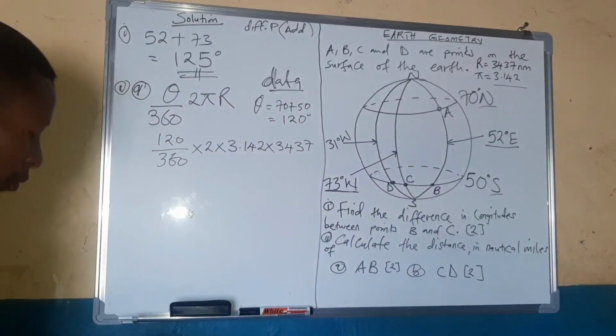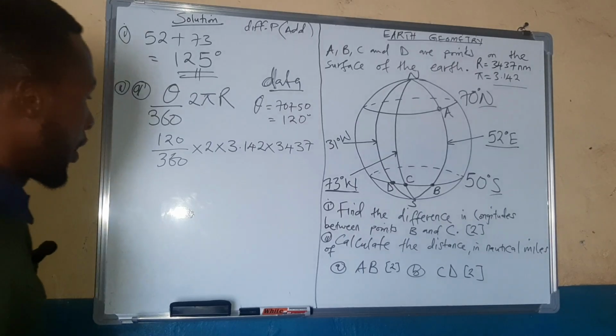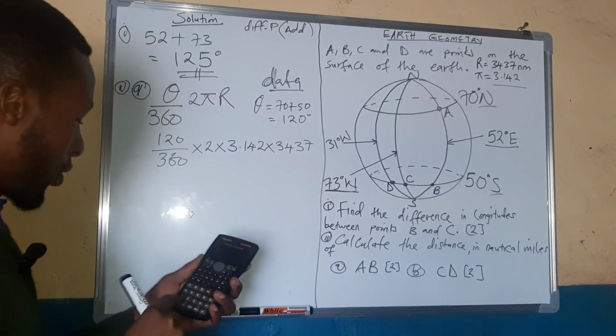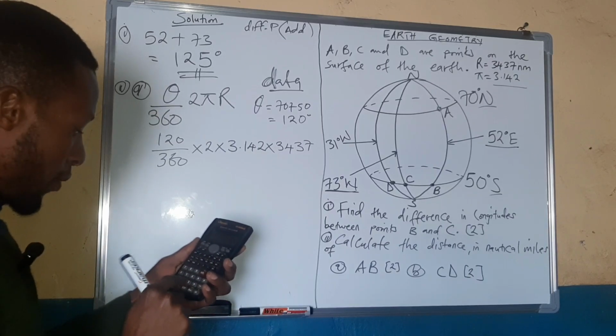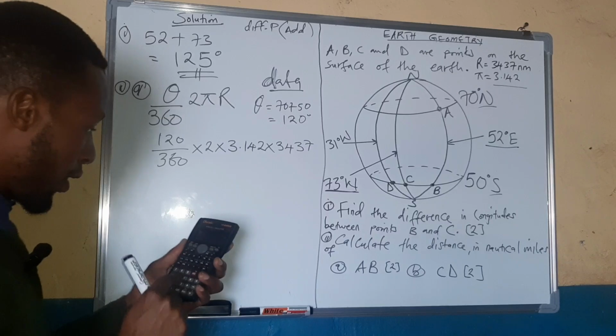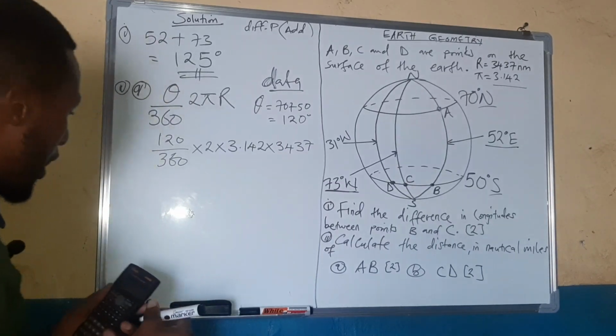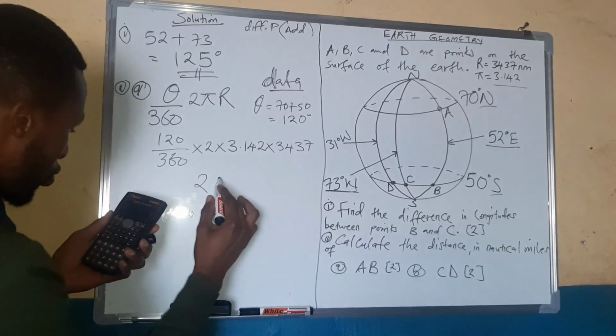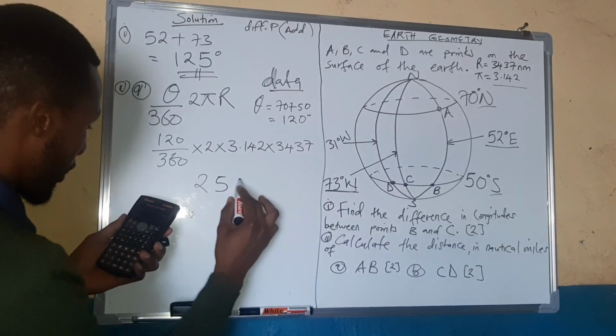All right, so we can calculate now. We multiply everything on top, that is 120 multiplied by 2 multiplied by 3.142 multiplied by 3437. So we are having a value of 2591.